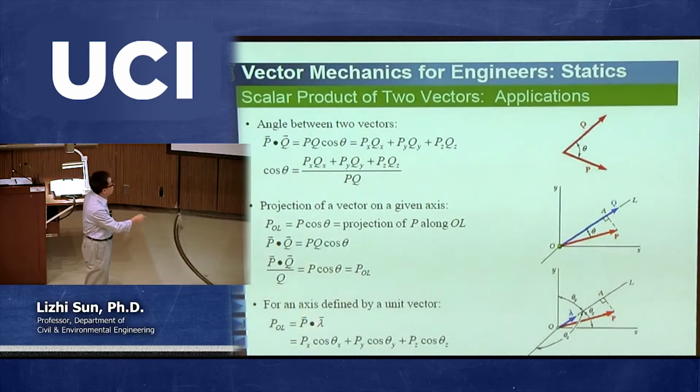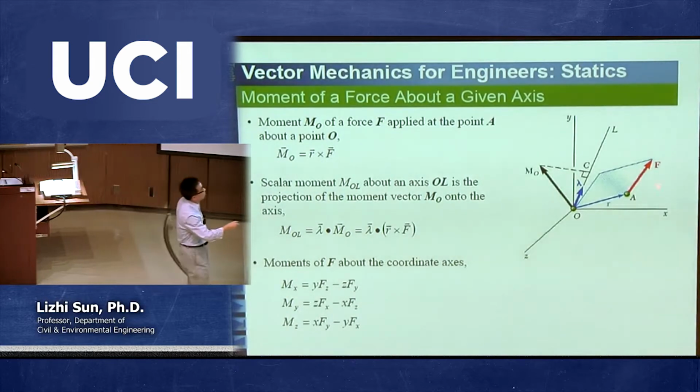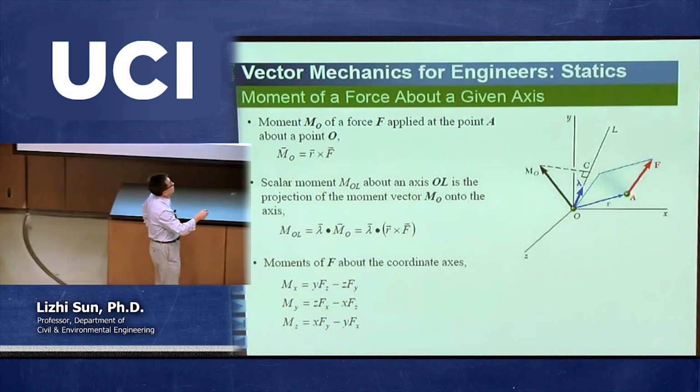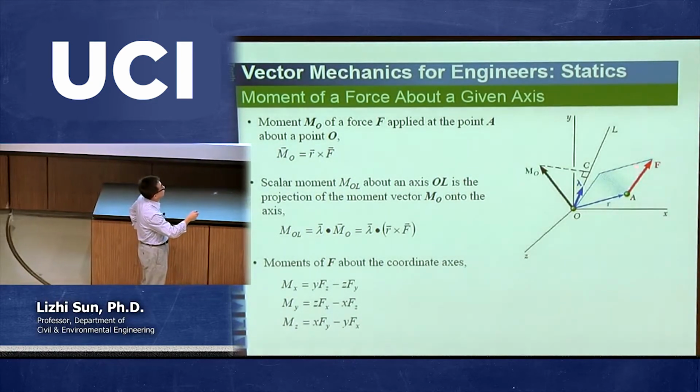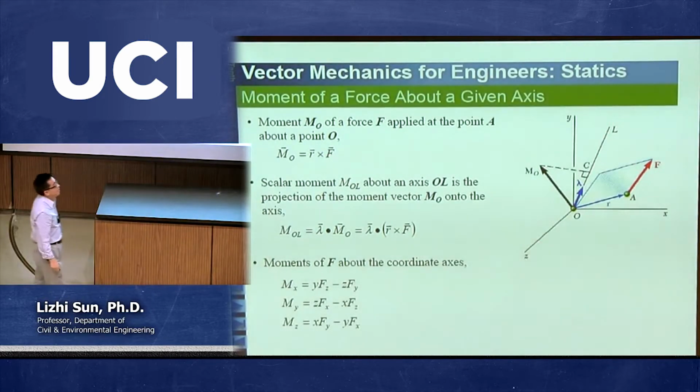So with this in mind, now we are coming back to talk about the moment of a force about a given axis. That's the second kind of moment. So what is the second kind of moment? The second kind of moment, in fact, is the projection of this force vector on this given axis. However, we need to first calculate the moment, which is the first kind of moment.